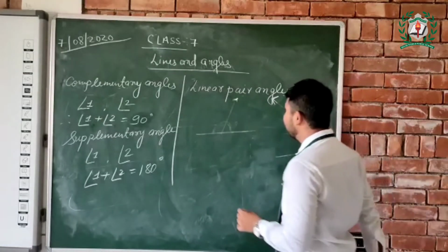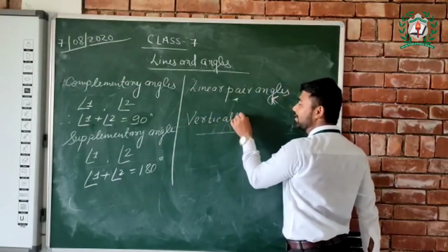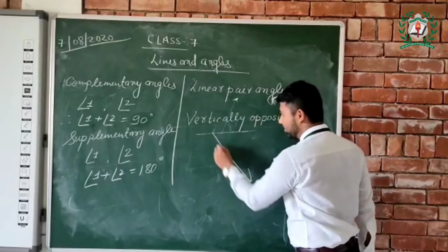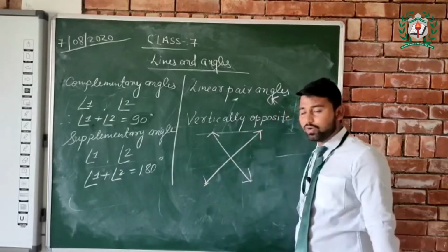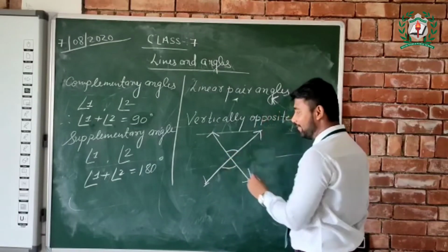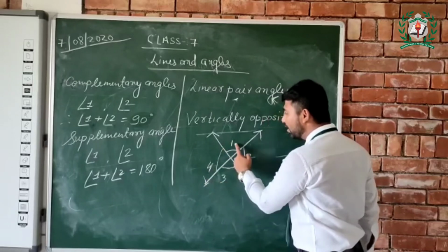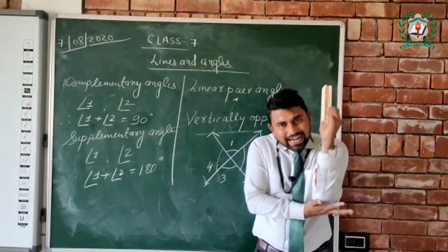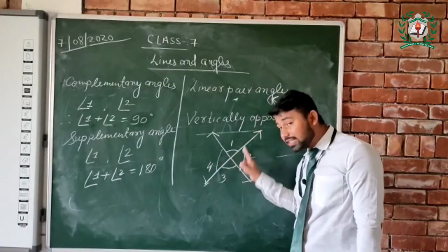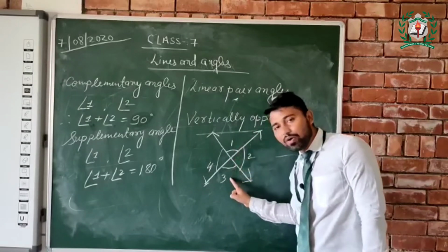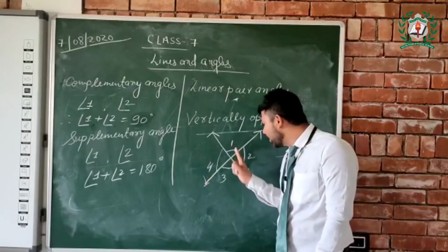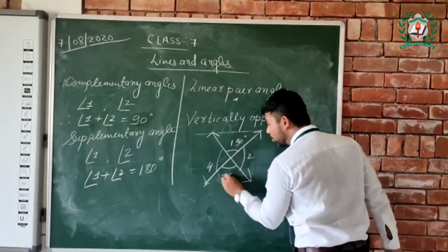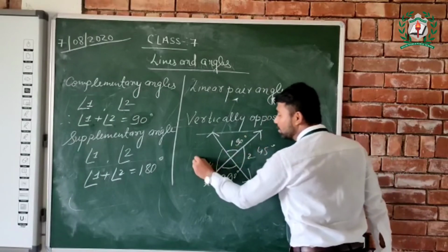Now after the linear pair angle we'll discuss the vertically opposite angle. Vertically opposite angles are formed by the intersection of two lines. If the angles are 1, 2, 3, 4, then 1 is vertically opposite to 3, and 2 is vertically opposite to 4. Vertical means standing line, and it is also opposite. Therefore, 1 and 3 are vertically opposite angles, and 2 and 4 are vertically opposite angles. It means if 1 is 90 degrees, then 3 will also be 90 degrees. If 2 is 45 degrees, then 4 is also 45 degrees.